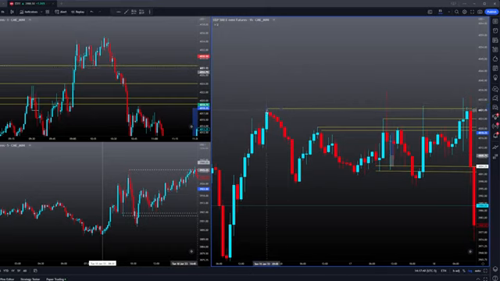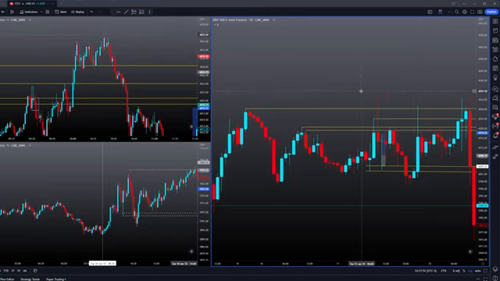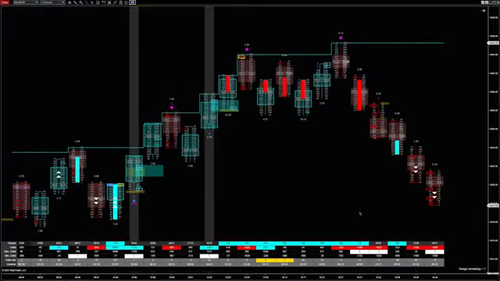This price has not been tested. This wick has not been tested, so we can go ahead and mark it out. And then let's go into the footprint chart and see what an entry could have been. And this is the one I actually alerted in the Discord.